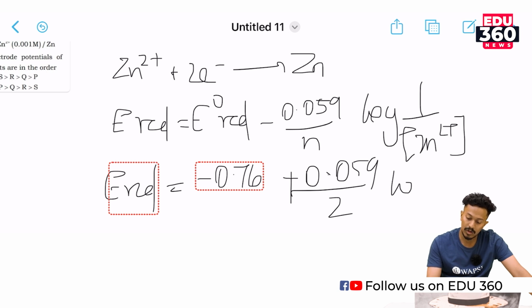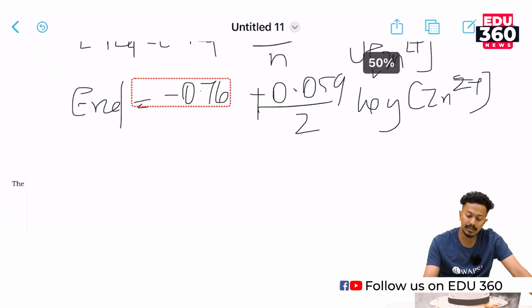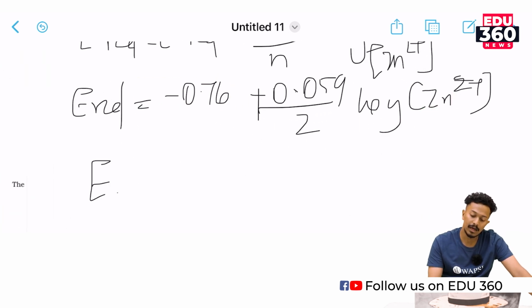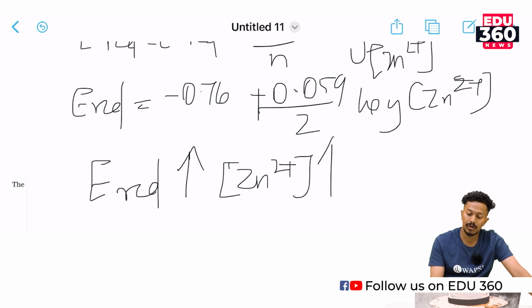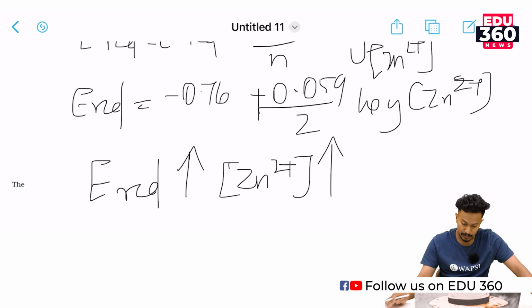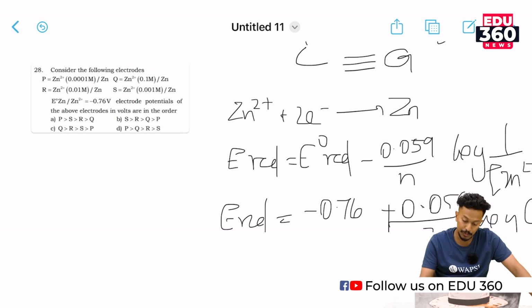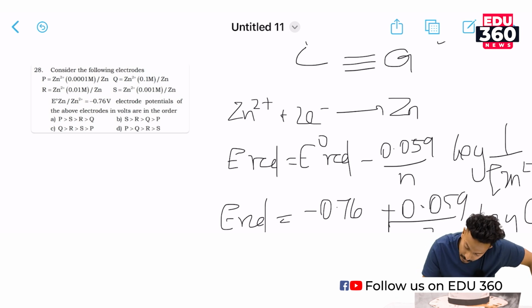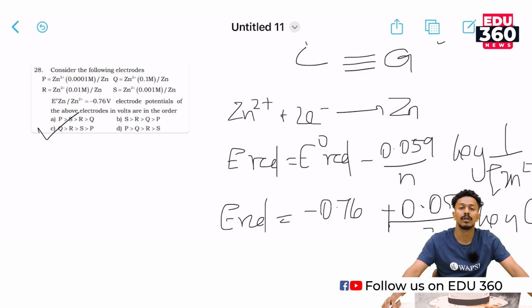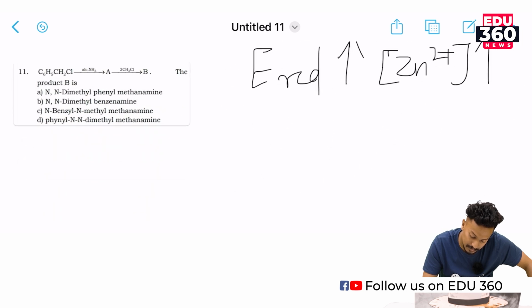That gives plus log Zn2+. So with this reaction we could say that the electrode potential is directly proportional to the concentration of Zn2+ ion. When the Zn2+ ion concentration increases, the electrode potential also increases. So the correct option would be the greater one with 0.1 molar, which is QRSP. The correct option would be C. Are you following with me? Let's move on to our next question.